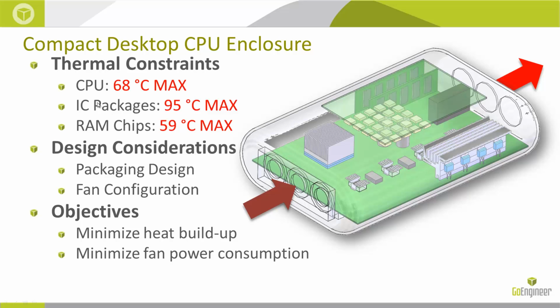Here are our constraints. We have a processor and some IC packages. Those are going to be these transistors on the side, and the RAM chips over here. We want to look at the temperature of those. That's primarily what we're interested in for this design. And we want to look at these limits. We don't want it to go over 68 degrees Celsius, 95 for the IC, and 59 for the RAM chips. So we need to look at packaging and fan configuration.